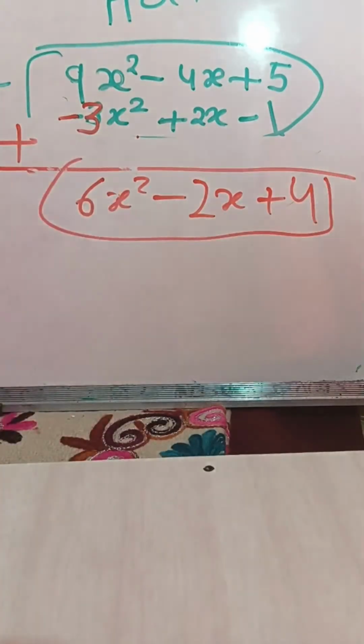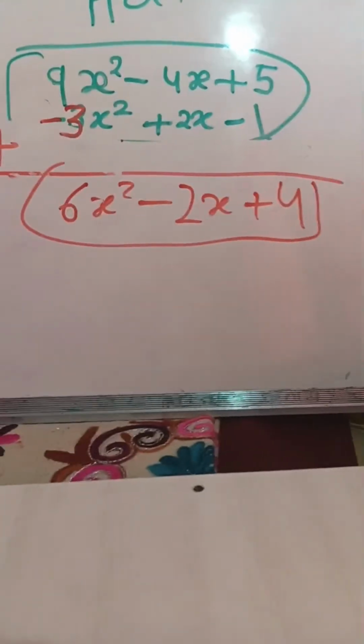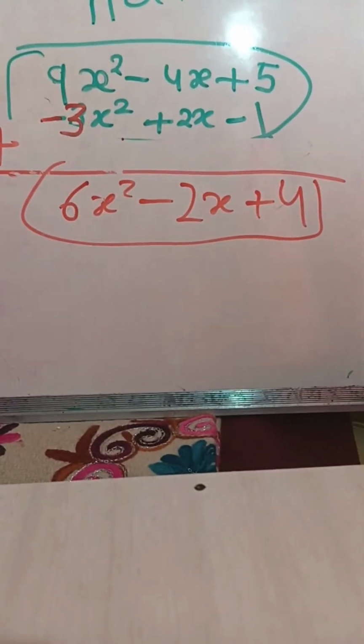We got the answer: 6x square minus 2x plus 4. This is another way. Okay, now the next question we'll do. This is our vertical method of adding or subtracting any equation. This is our vertical method. Okay, now another question we'll do.